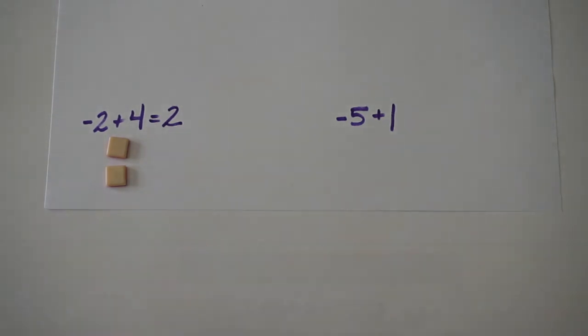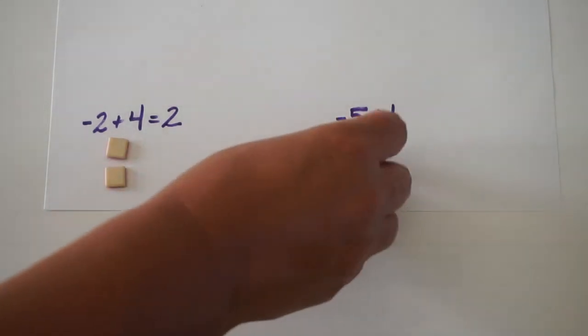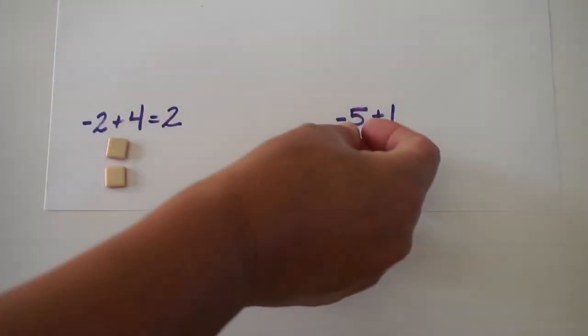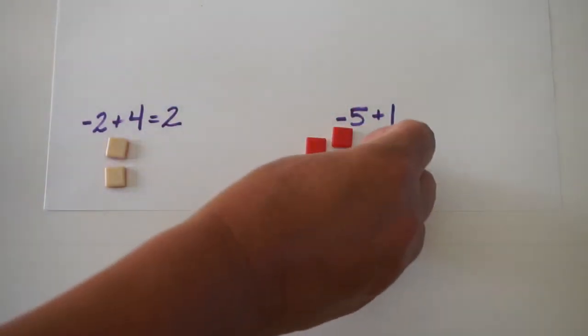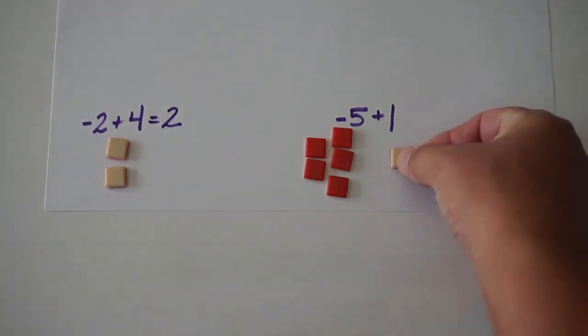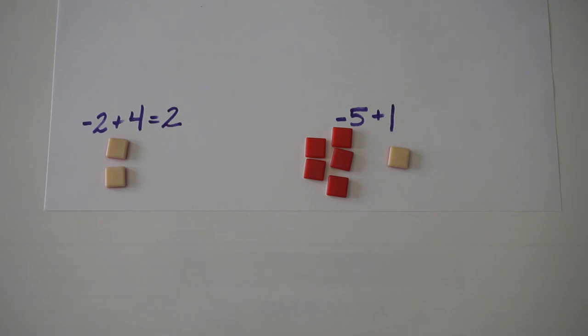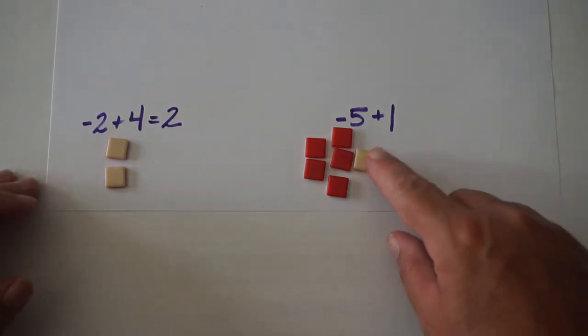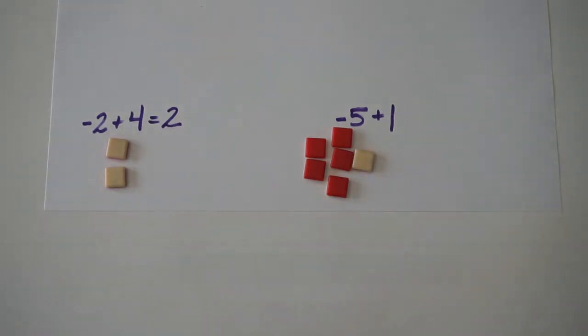I'm going to go ahead and leave those there as I move on to our last example where we'll do -5 plus 1. So I create a set for the first addend, which is -5. For us, that will be 5 red. And then I create a set representing the positive 1, which will be 1 white. We push them together, and once again we see coincidentally here that we end up with 6 chips.